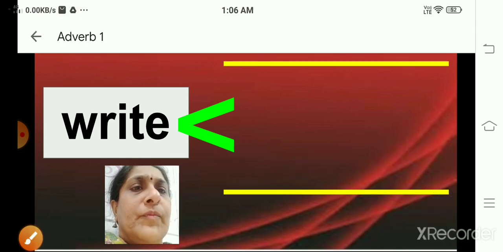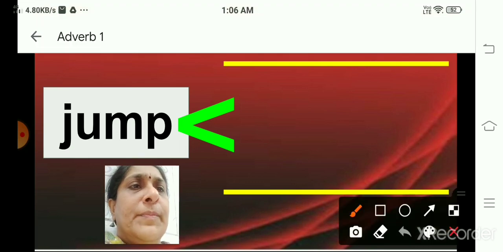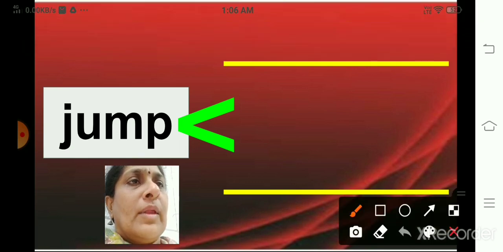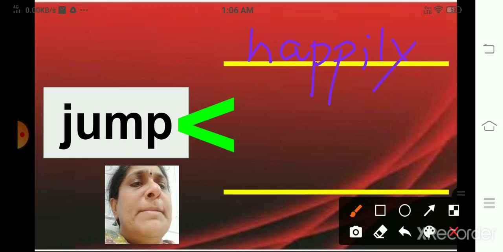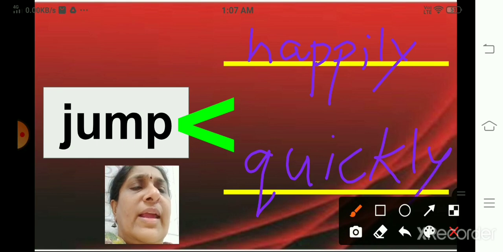Next, jump. Jump happily. Or we can also write jump quickly.